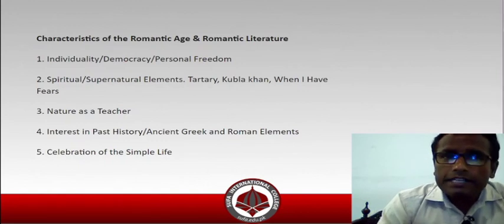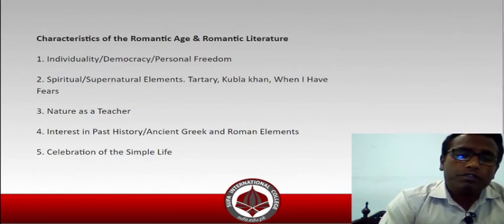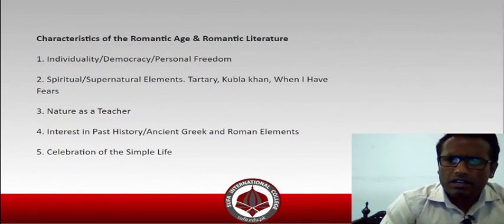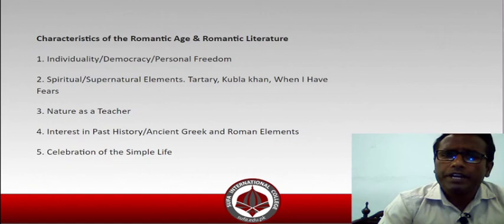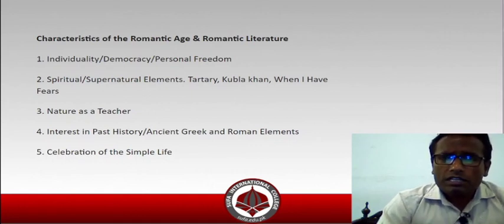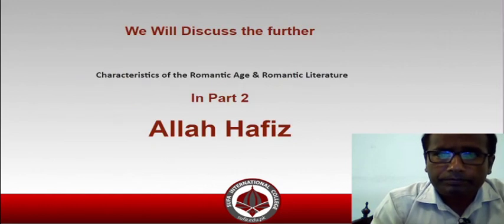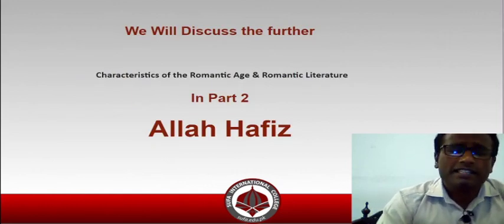The next important characteristic of this Romantic period was the celebration of the simple life. Romantics not only themselves believed in simple life but also preached simple life in their poetry or in their prose, whatever they wrote. So simple life became an important element, an important subject matter of the literature during this Romantic period. There are some other characteristics as well.